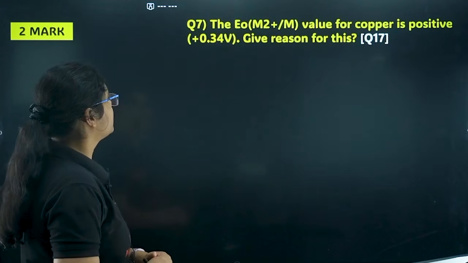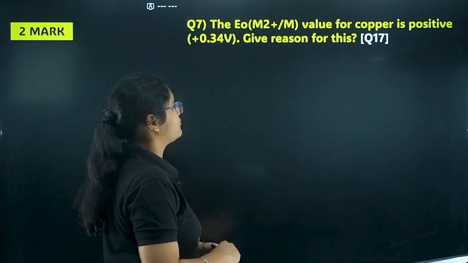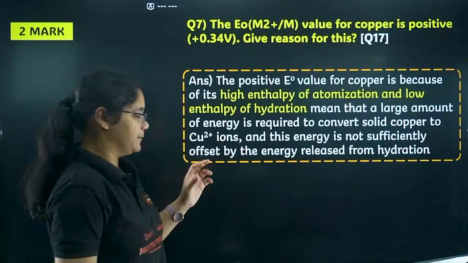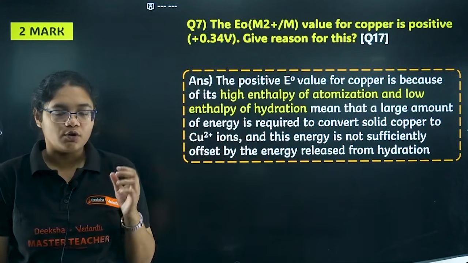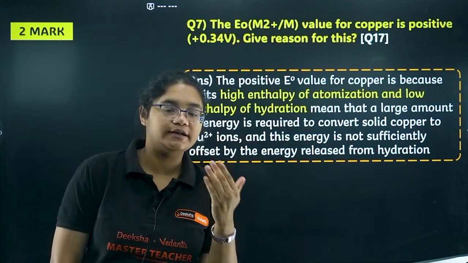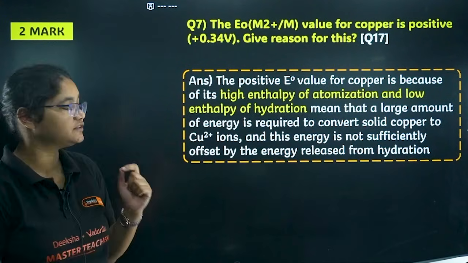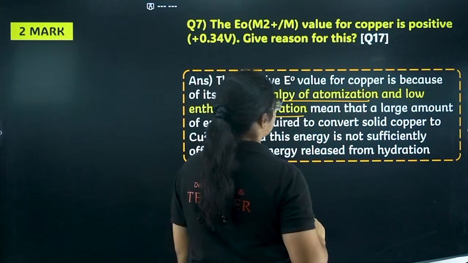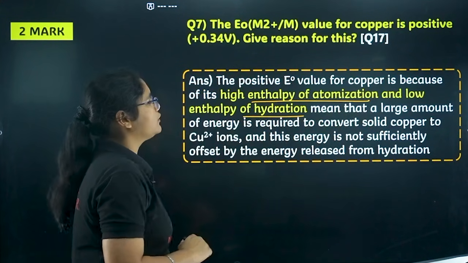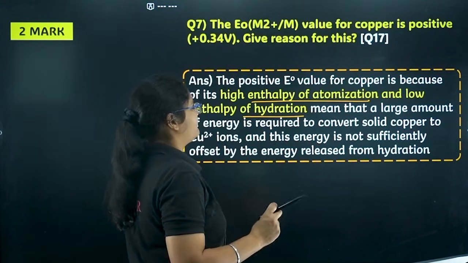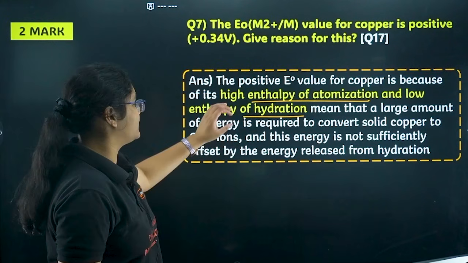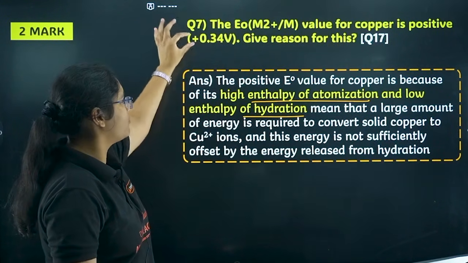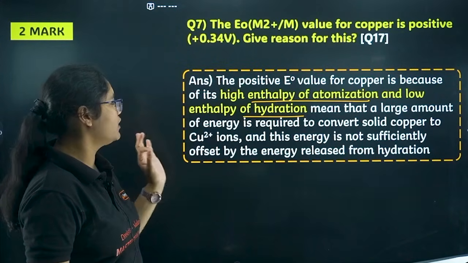Okay. Next, the E0 value of copper is positive. Give reason for this. Very important question, question number 17 here. Now see, the reduction potential of copper has a positive value due to very high enthalpy of atomization and low enthalpy of hydration. Okay, so these are the two reasons because of which copper has a positive value of 0.34 volt.